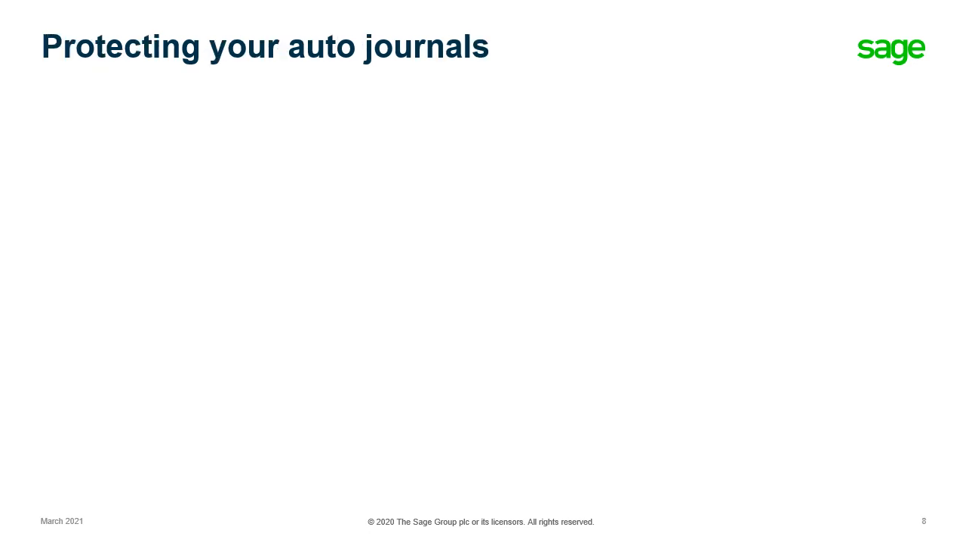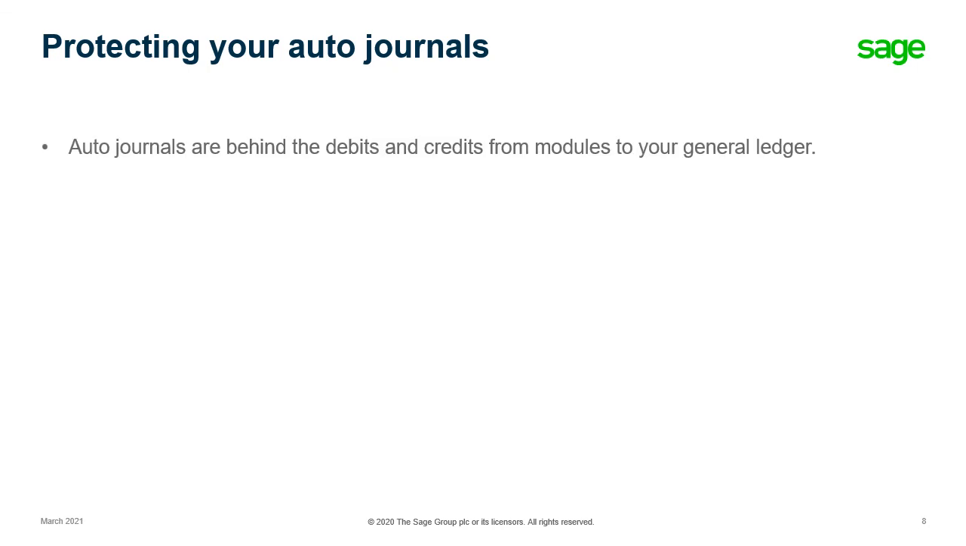Let's talk about protecting your auto journals. Auto journals are behind the debits and credits from modules to your general ledger. That makes them pretty important. So limit who has access to the automatic journals. You don't want someone either accidentally going in there and changing them or thinking they have a great idea how these could work better.